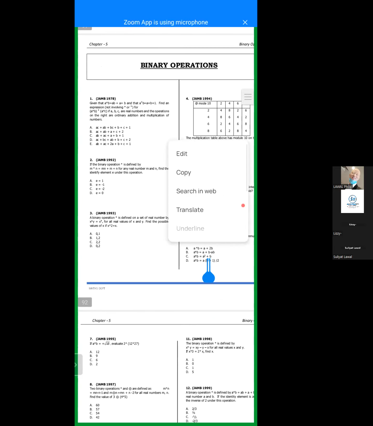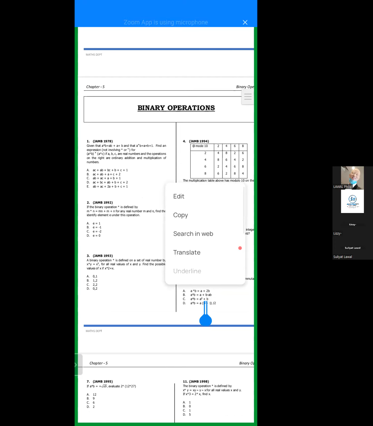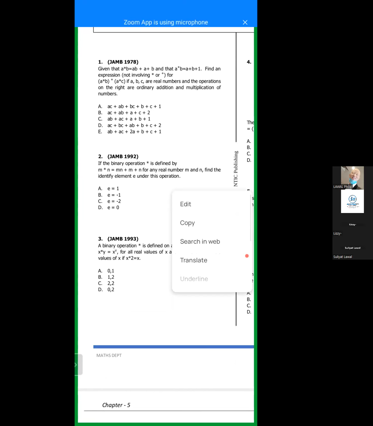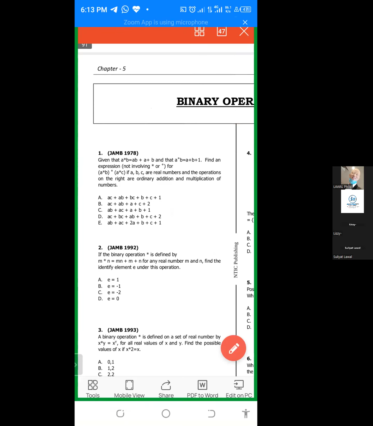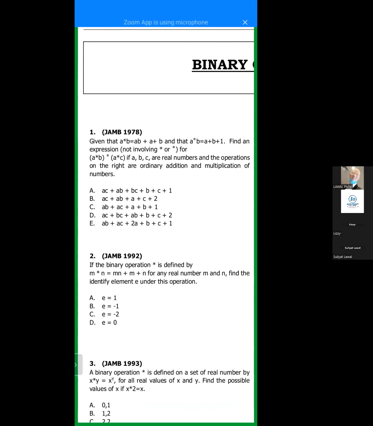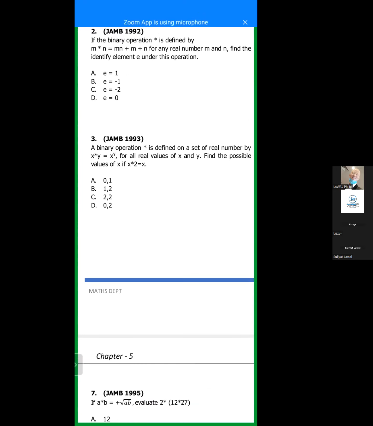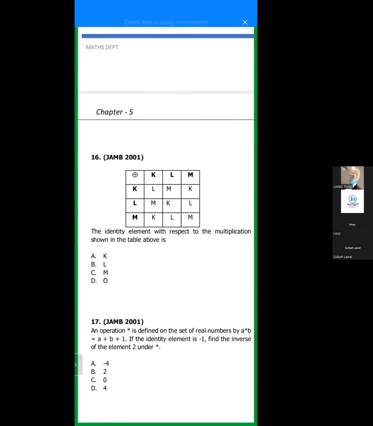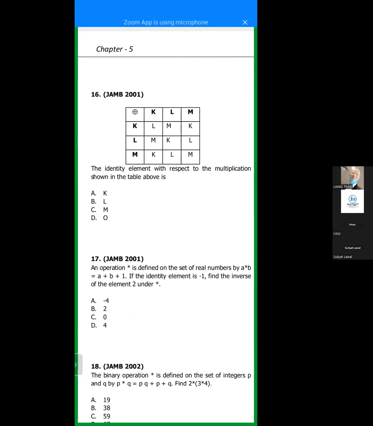Okay, so here we have binary operations, and I'm just going to make the screen big enough. So we have binary operations here. This is from 1978, but I can quickly go to the latest set of questions, at least anything 2001. Good. So here, this is a question from 2001. Identify the element with respect to multiplication, the identity element, actually. Which one is the identity element with respect to multiplication?